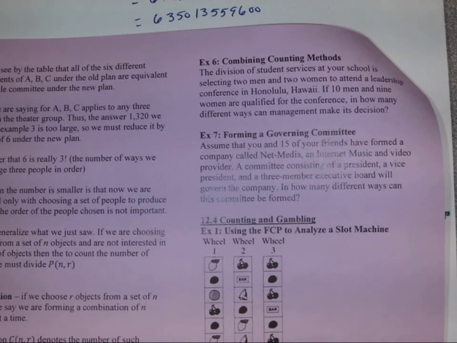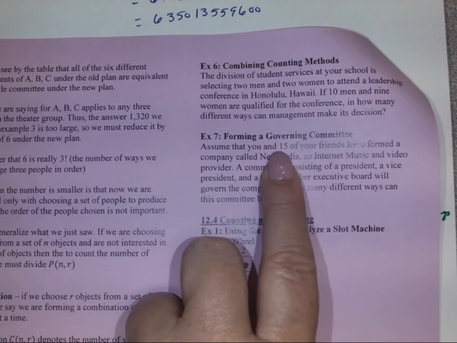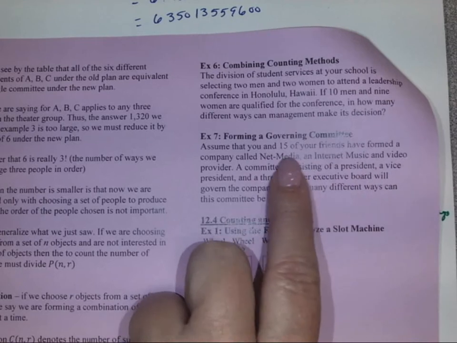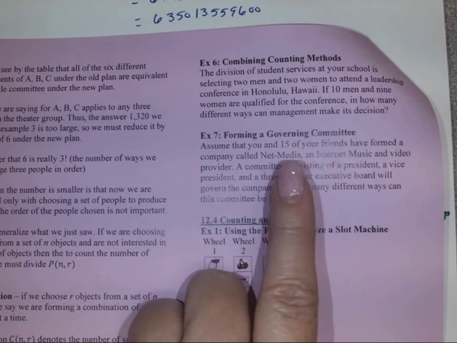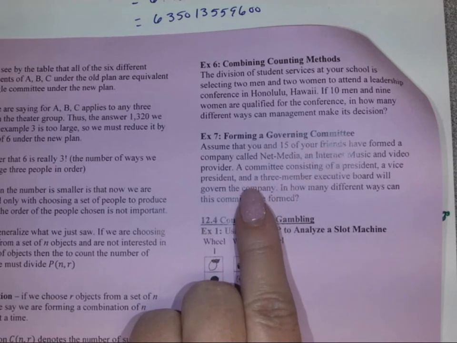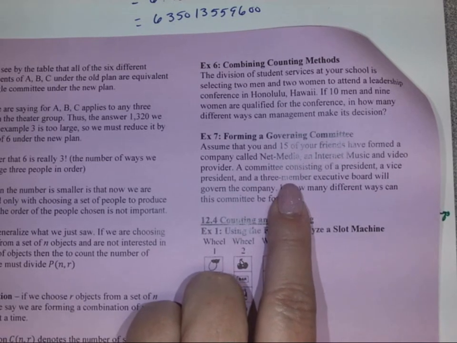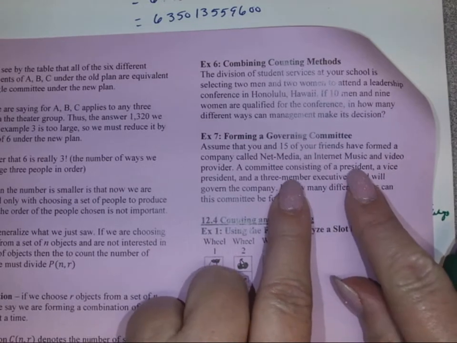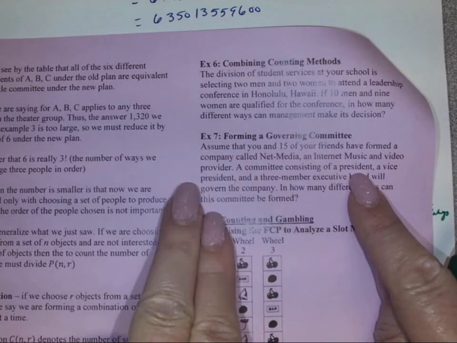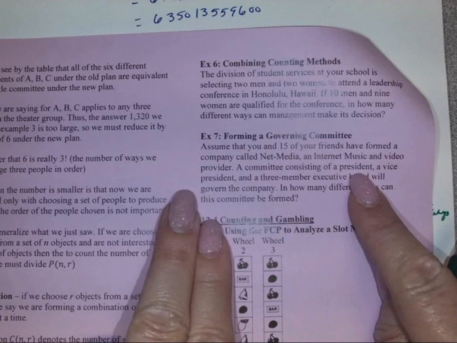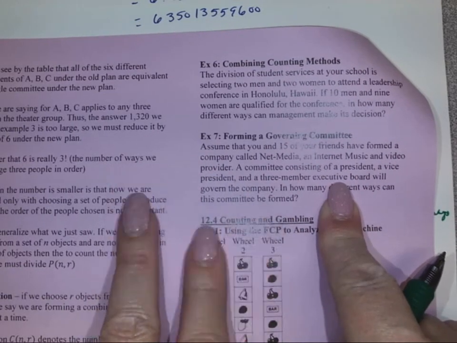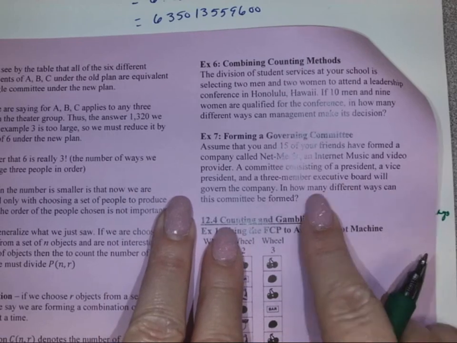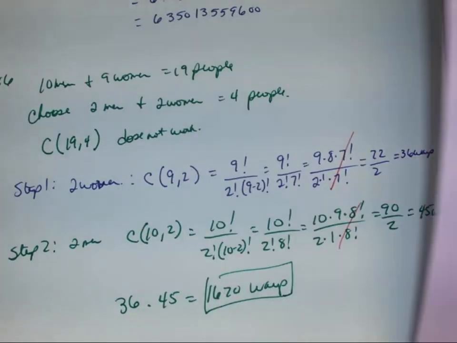So let's look at it again. You have you and 15 of your friends, so that's a total of 16 people. You formed a company. You want a committee consisting of president, vice president, and then you want a 3-member executive board. So the president and vice president will be specific people. That's going to be a group of 2. But for the 3-member executive committee, order won't matter, while for the president and vice president, order matters. So how many ways can we do this?